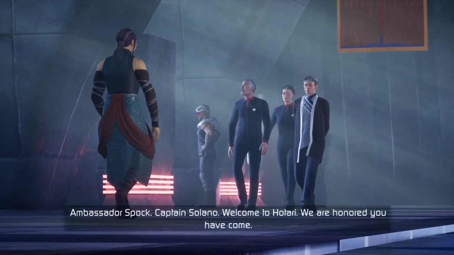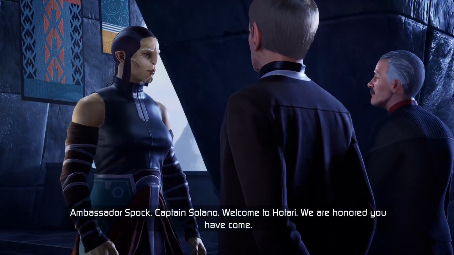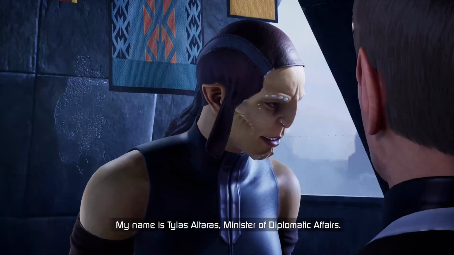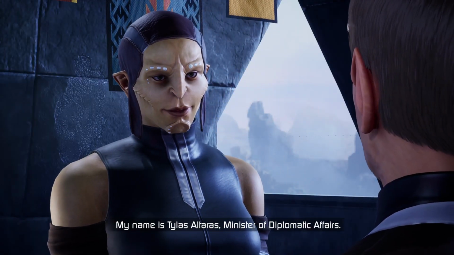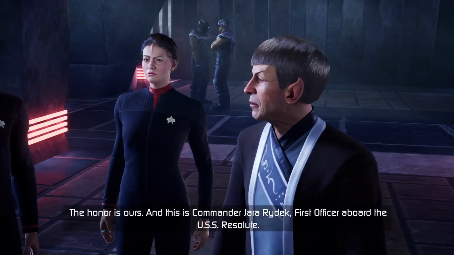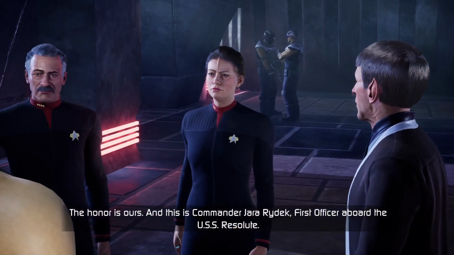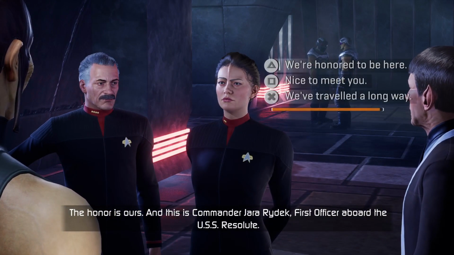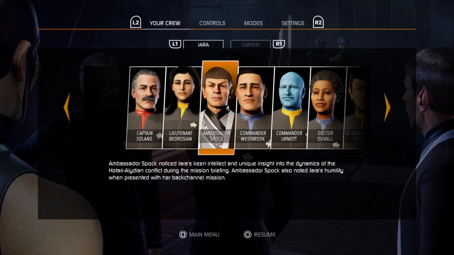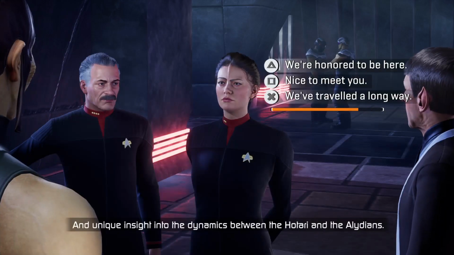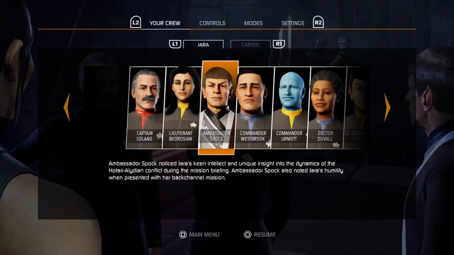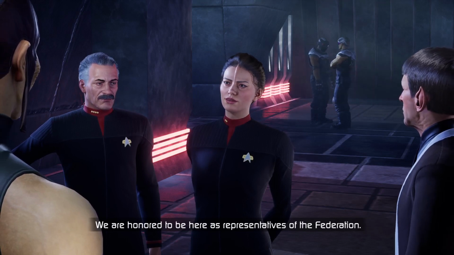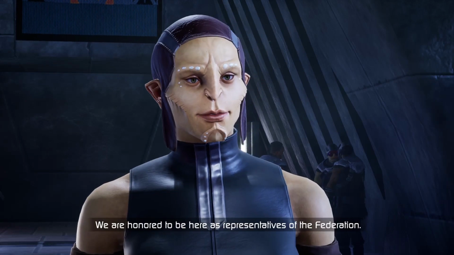Ambassador Spock, Captain Solano, welcome to Atari. We are honored to have come. My name is Tyler Saltaz, Minister of Diplomatic Affairs. The honor is ours. And this is Commander Jara Rydick, first officer aboard the USS Resolute. You'll find she has a keen mind and unique insight into the dynamics between the Hotari and the Lydians. We are honored to be here as representatives of the Federation.